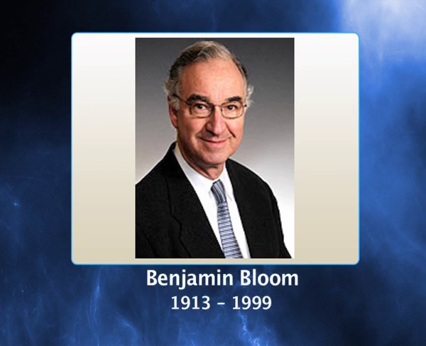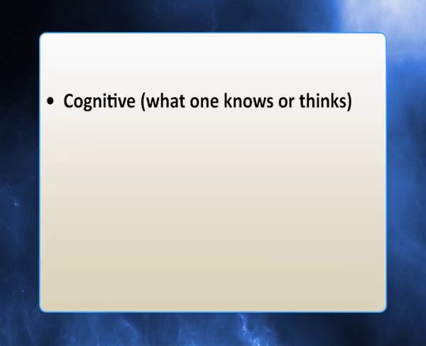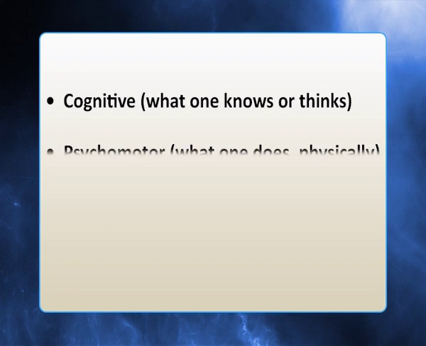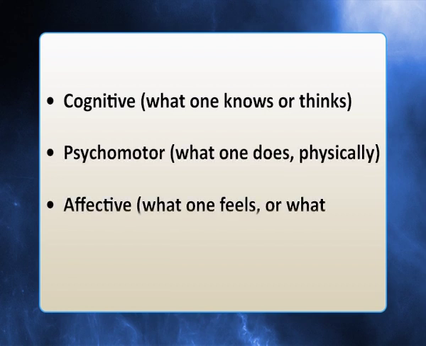In 1956, a committee led by Benjamin Bloom published an influential taxonomy with 3 domains of learning: cognitive, what one knows or thinks; psychomotor, what one does physically; and affective, what one feels or what attitudes one has. These taxonomies still influence the design of instruction.